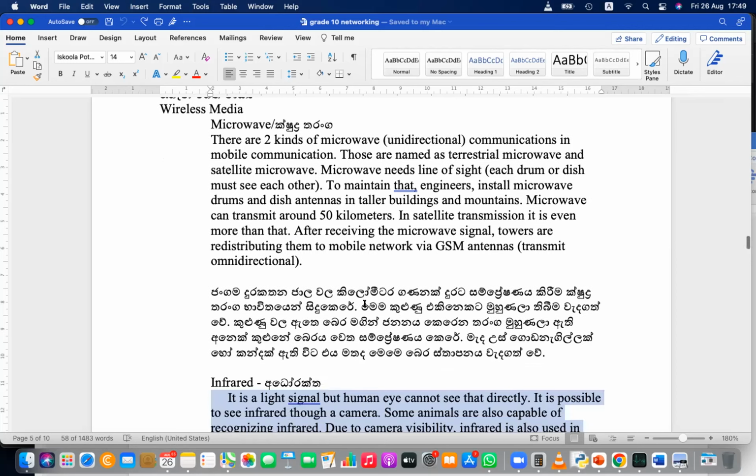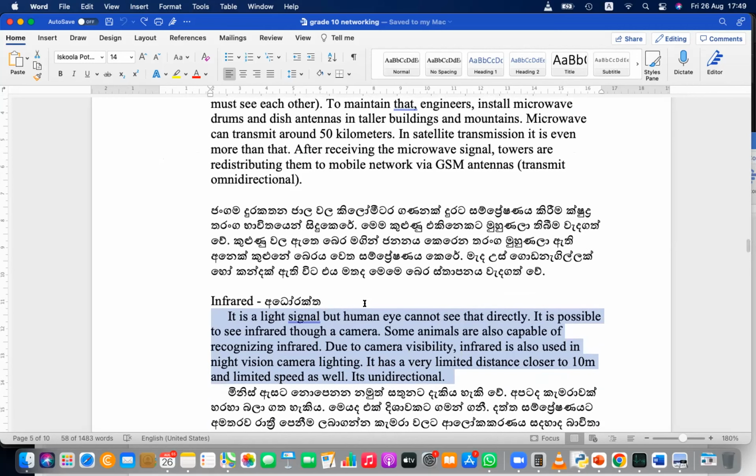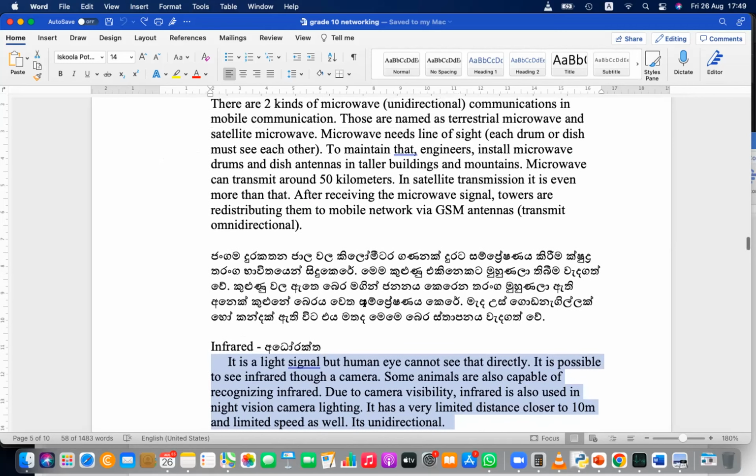Can we see infrared signals? Right? Can we see? That is not visible to human eyes, but you can see it through cameras, right?